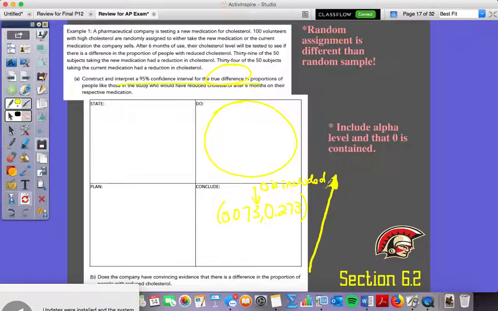Very important. This is really, really good. All the other stuff, you know how to do: state, plan, do, conclude. If you don't, then good luck. In this instance, because 0 is included, we do not have convincing evidence. Now, what if both were positive? We would say that 0 is not included. Since 0 is not included, can I say, in fact, that the medication caused a decrease in cholesterol?